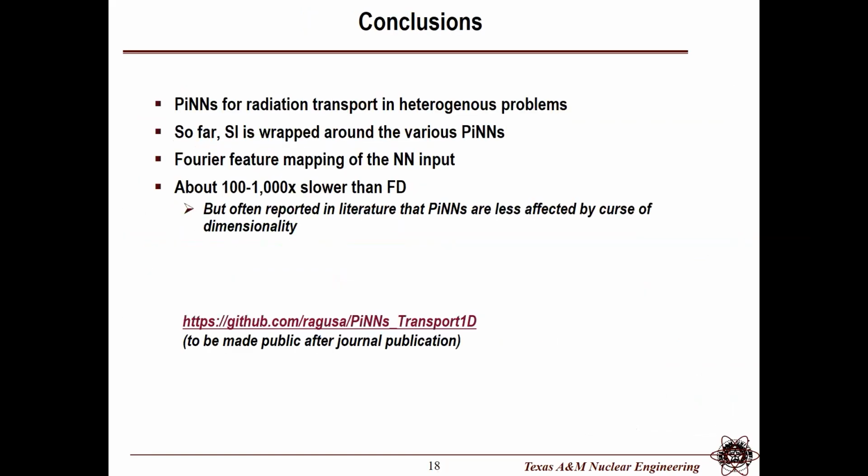So some conclusions and outlook now. We applied PINNs to radiation transport for heterogeneous problems. So far, the source iteration is wrapped around a set of multiple PINNs. And we have a Fourier feature mapping for the input that's required for heterogeneous problems. It does end up being about 100 to 1,000 times slower than finite difference problems, as is the method of PINNs. But as is often reported in literature, PINNs are less affected by the curse of dimensionality. So in higher dimension problems, we could find some speed up.